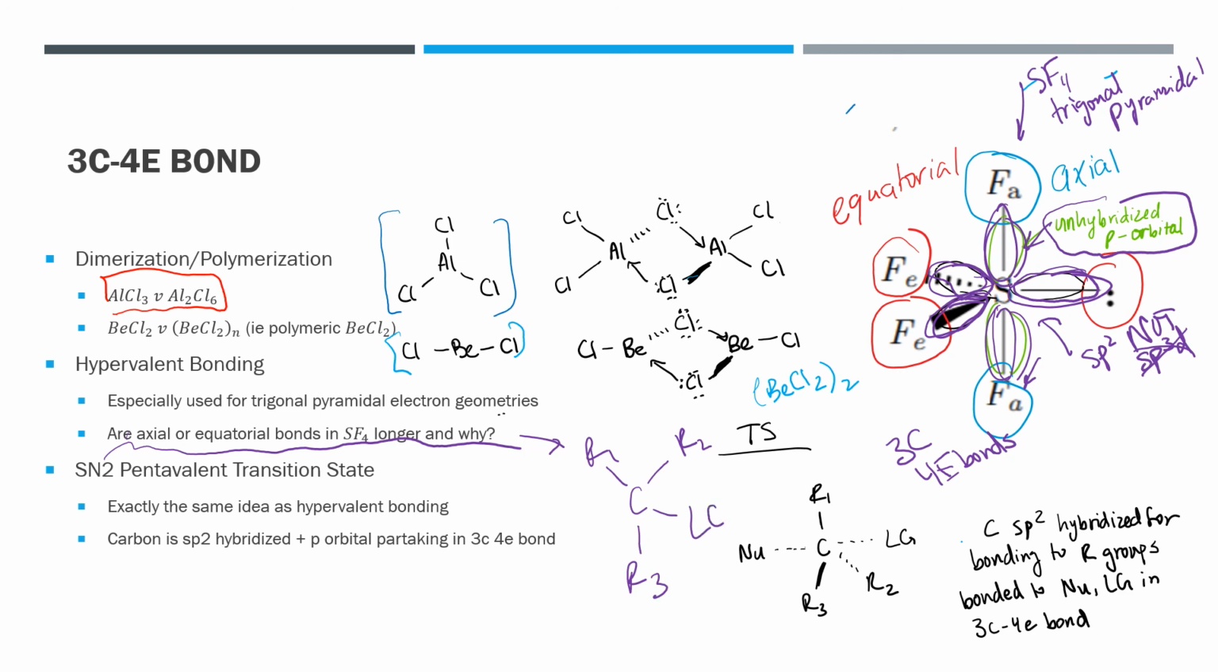And we have some leaving group, right? And in an SN2 reaction, we have a nucleophile that has a lone pair, and the nucleophile is going to attack this carbon, and the leaving group is going to leave, all in the same step. So what does this mean? Basically, in an SN2 reaction, we're forming a bond and we're breaking a bond in the same step, right? We have the formation of a bond and the breaking of the bond in the same step.